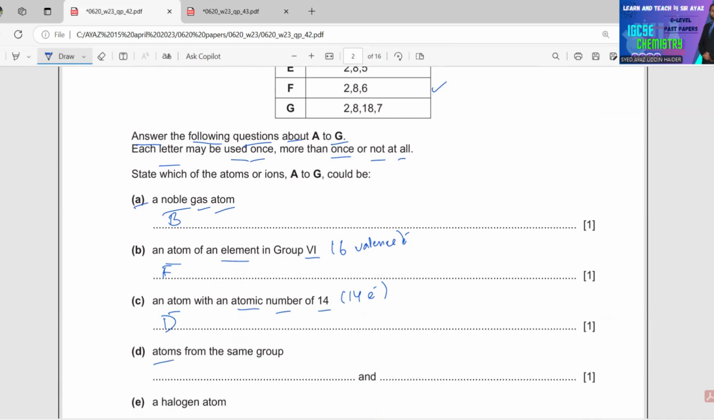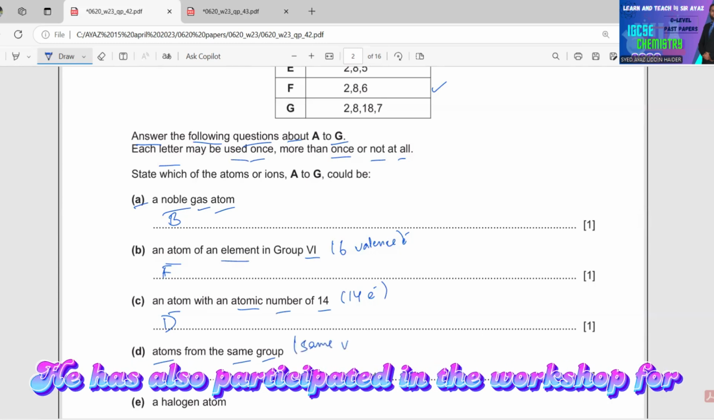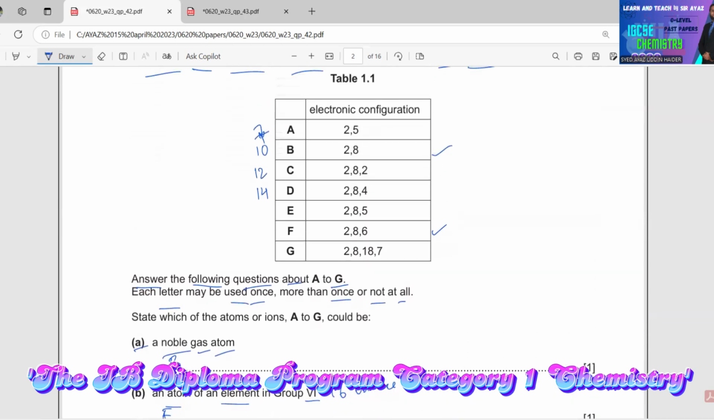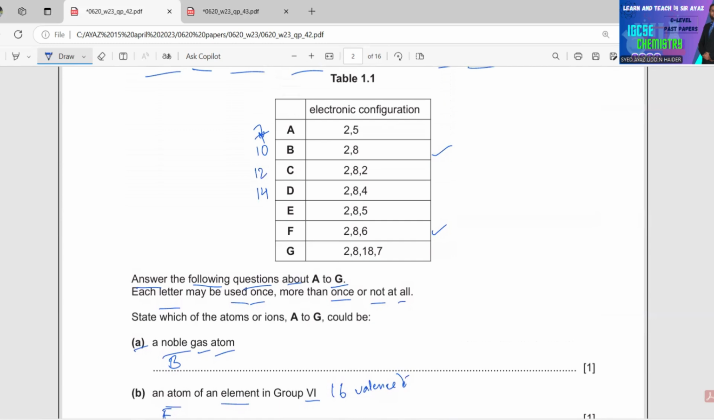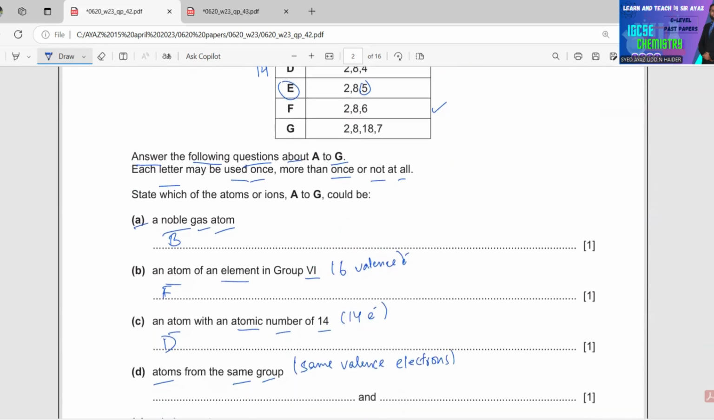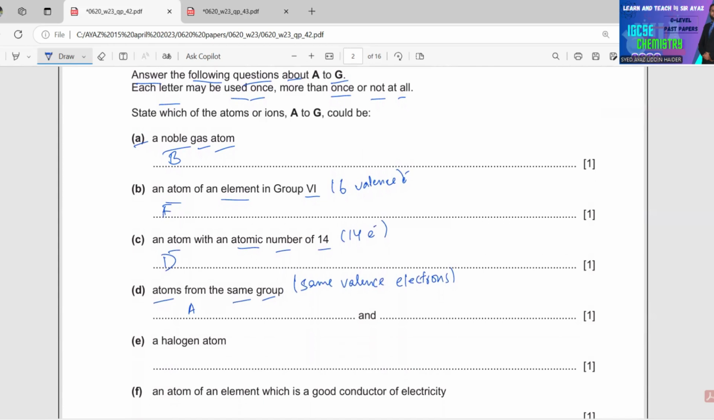D, atoms from the same group. Now for the atoms from the same group, they must have same valence electrons. So straight away look at the valence electrons of all of these atoms or ions. You'll see A and E, they are having same valence electrons. These are the valence electrons. Both of these are having 5 valence electrons. So I will write A and E for this part.